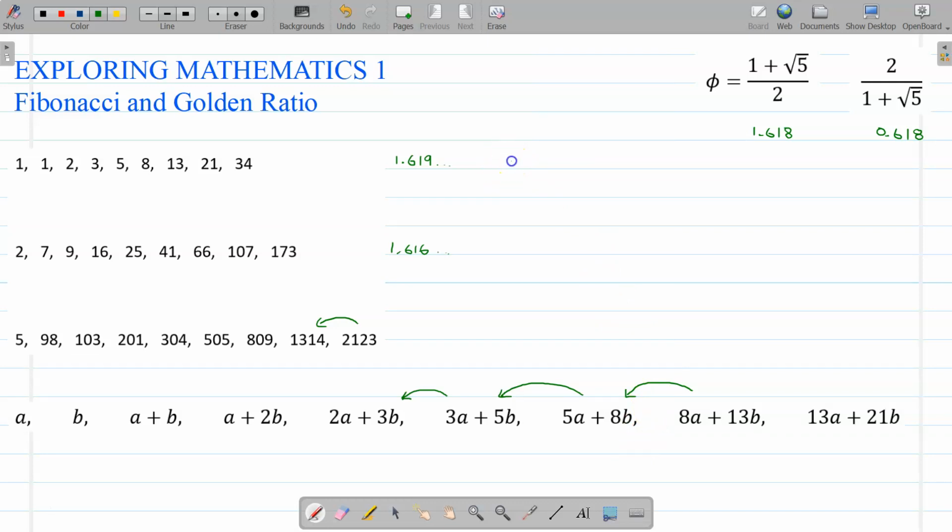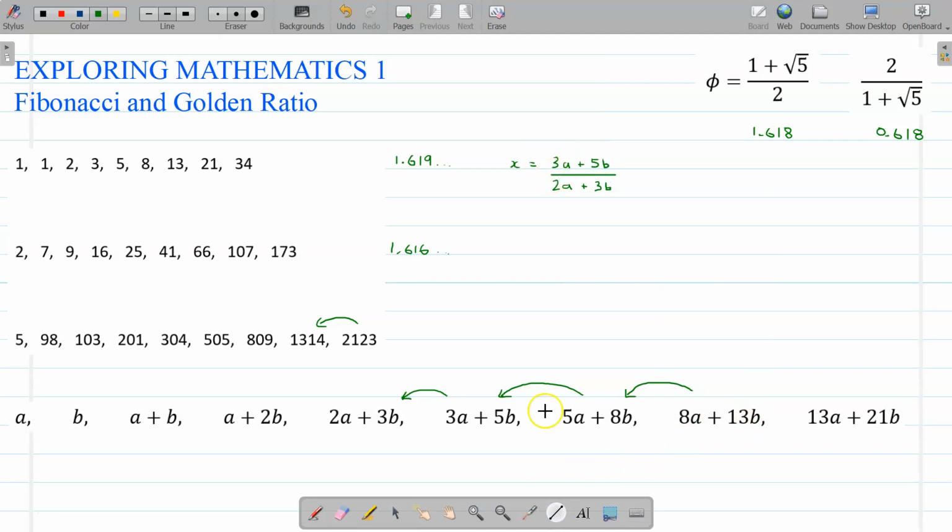So I'm going to say let x equal, let's say this term and this term. So it will be 3a plus 5b over 2a plus 3b. And what we're saying is that that is also very close to this one over this one, or this one divided by this one, or this one divided by this one. So we're going to call that the golden ratio.